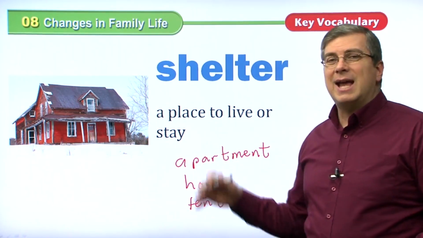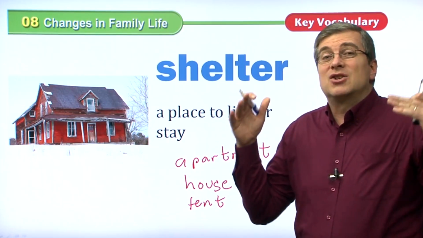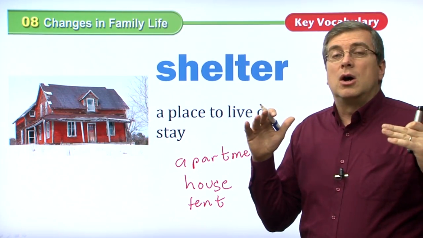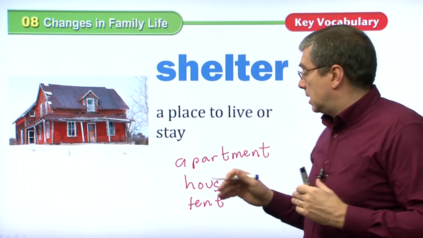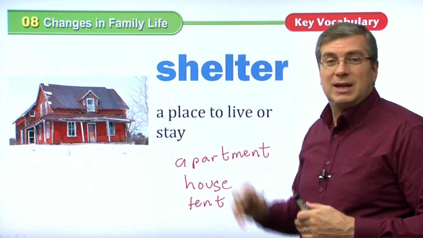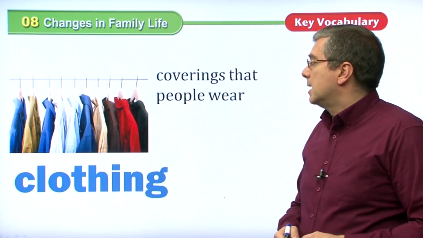So basically, any place that you can go inside, you can stay, and that protects you from the outside environment like rain, snow, cold, or even heat. These things protect you. It's a place to stay. They are called shelters.